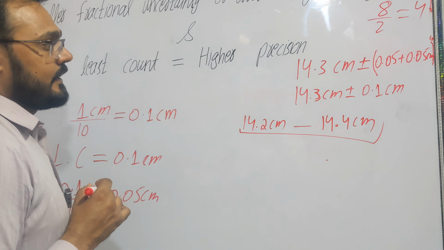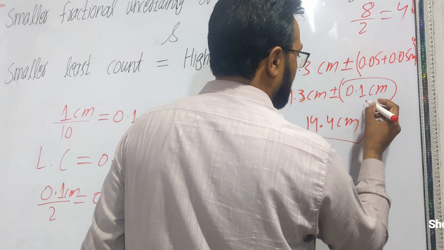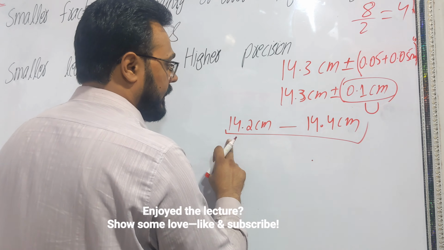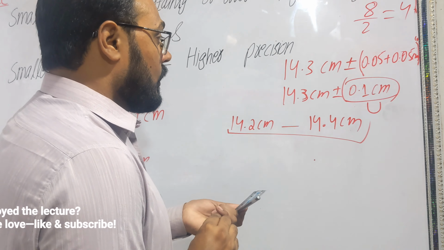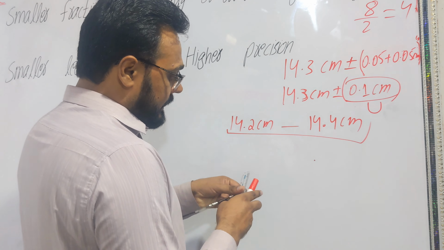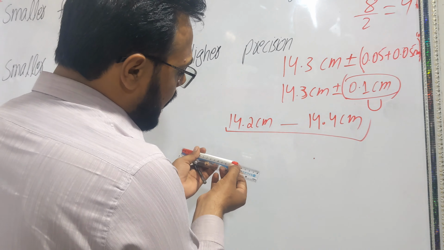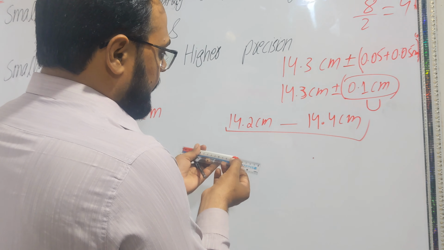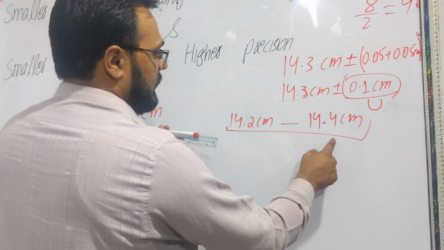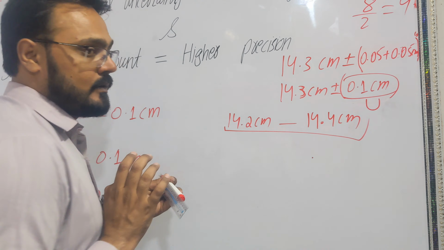This is known as the uncertainty, or the range of uncertainty. Hope you got the point. What does it mean? It means the length of this marker is not exactly 14.3. It lies between 14.2 and 14.4. This is known as uncertainty: the range of possible values. Look here.